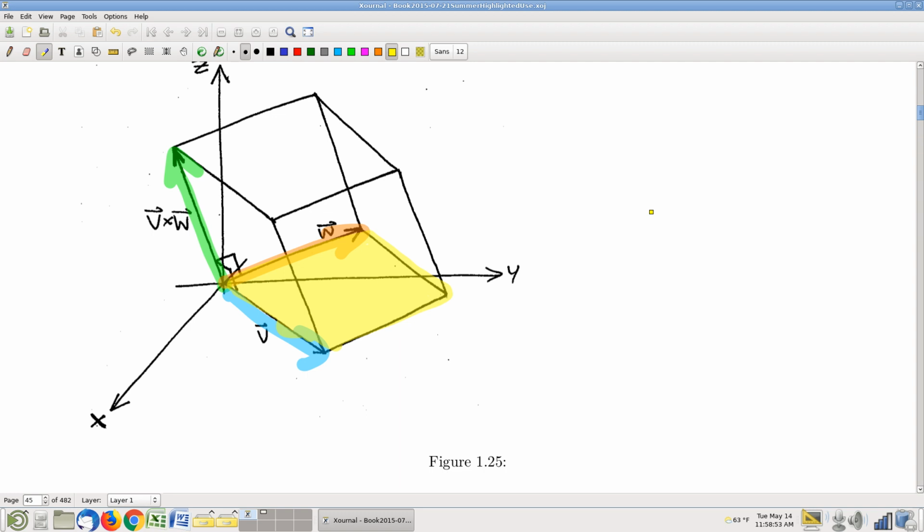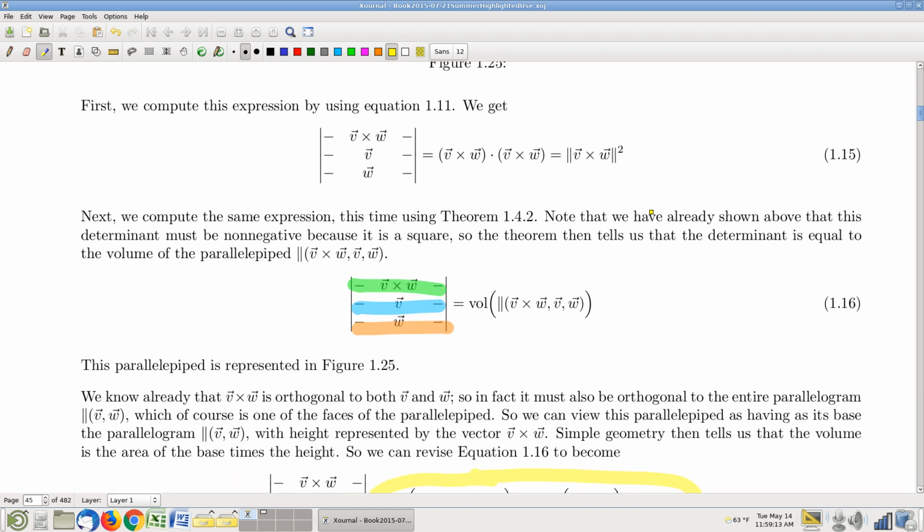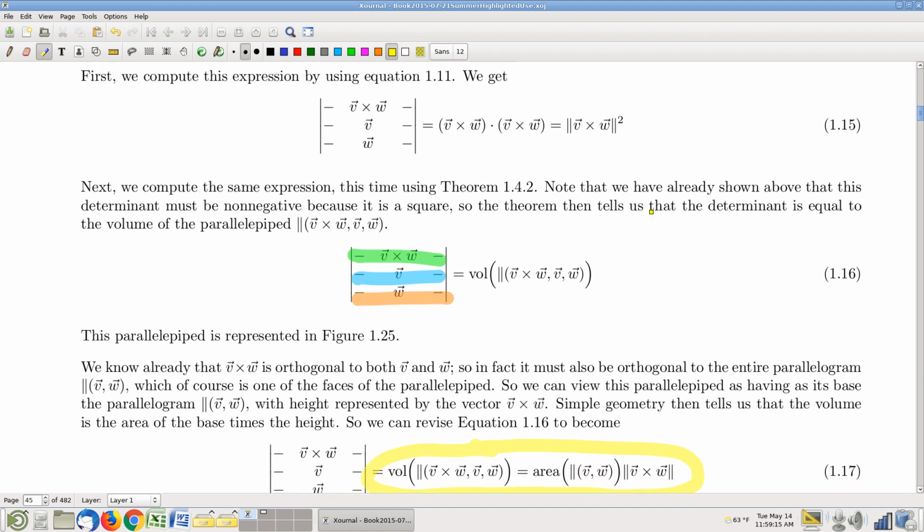And when you have a shape like this where there's a right angle, the volume is that length times that area. Okay? Old high school geometry fact. Volume is height times base. Okay. So, green magnitude times yellow area.